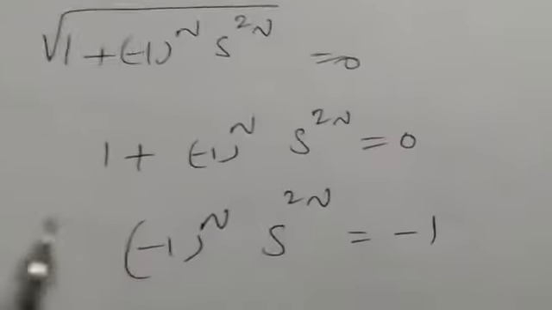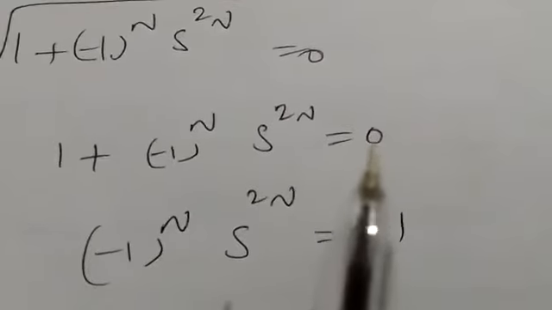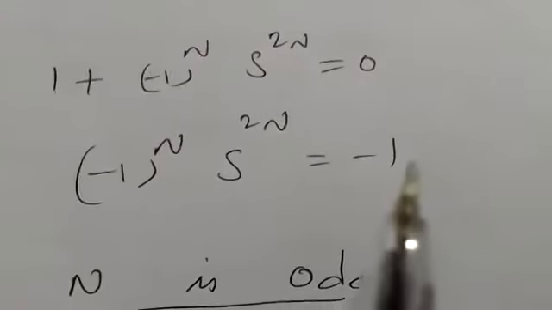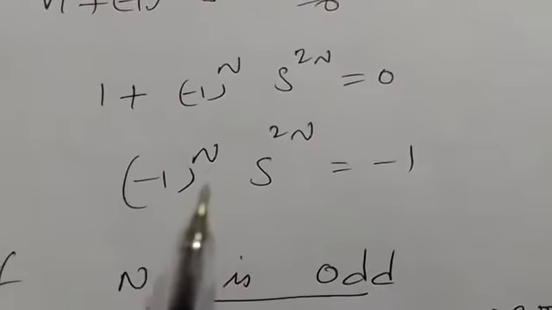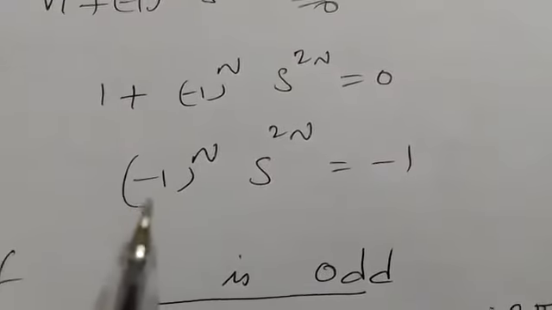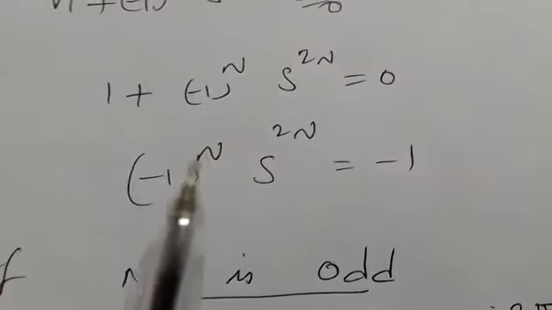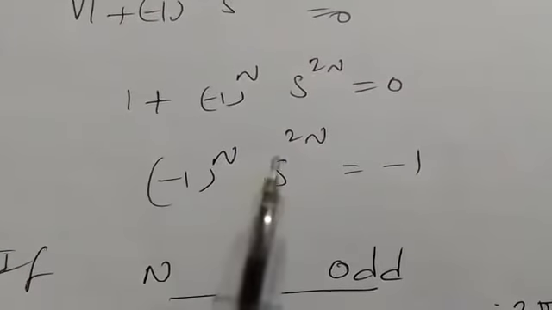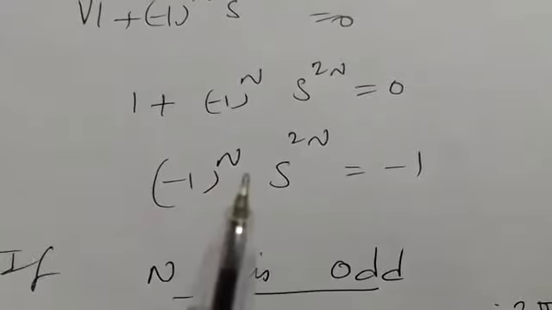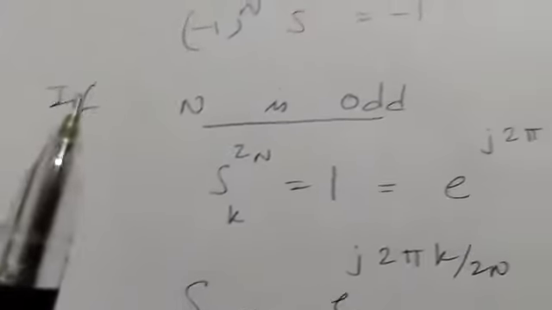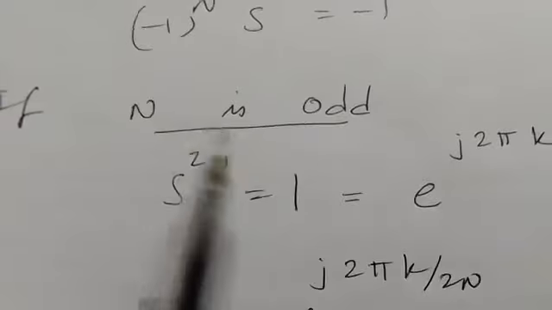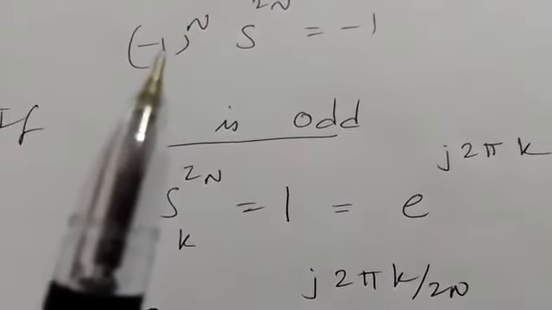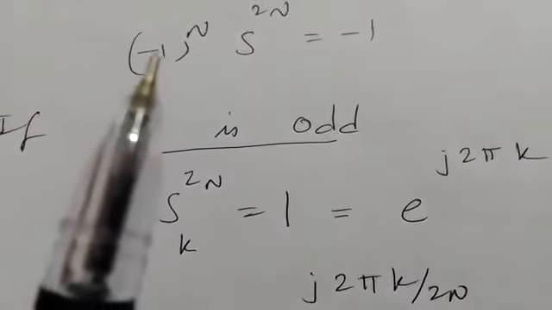So this equation is equal to 0. From this we can rewrite it as minus 1 power n s power 2n is equal to minus 1. Here n is a variable, that is, minus 1 power n. That function leads to different ways. If n is an odd number, it leads to one way, and if n is an even number, it leads to another way. First you calculate for the first order. If n is odd, then minus 1 is always along with this equation.